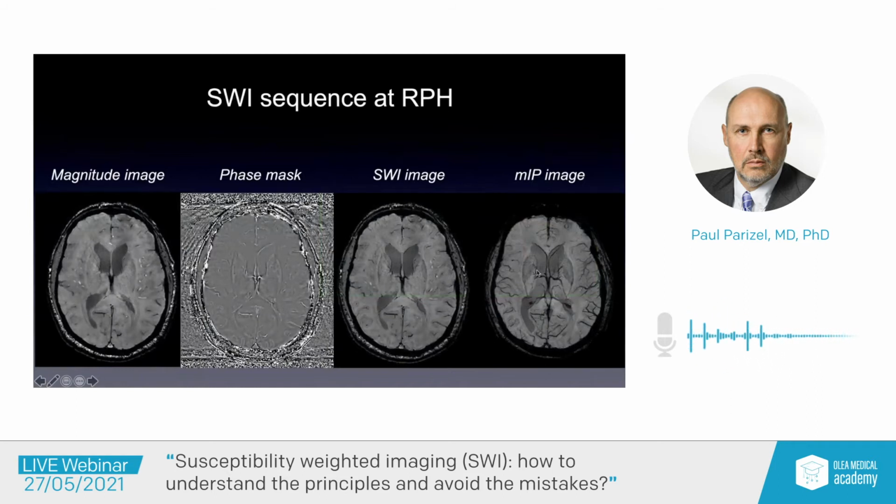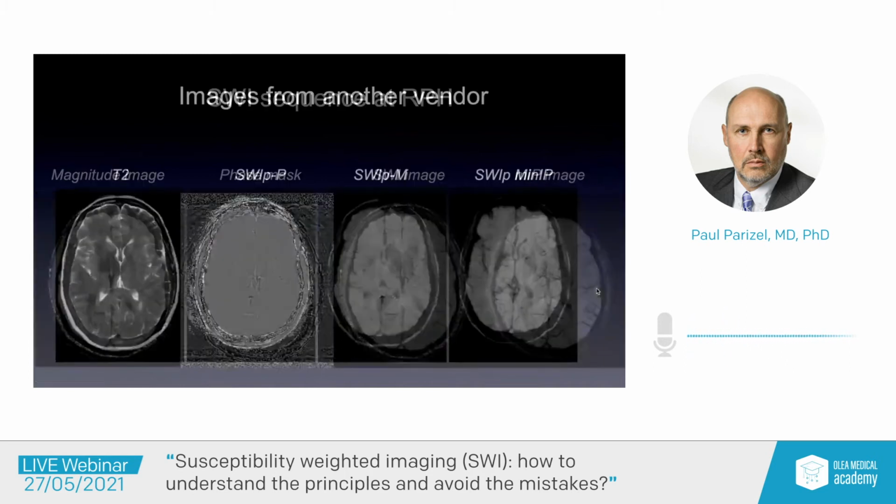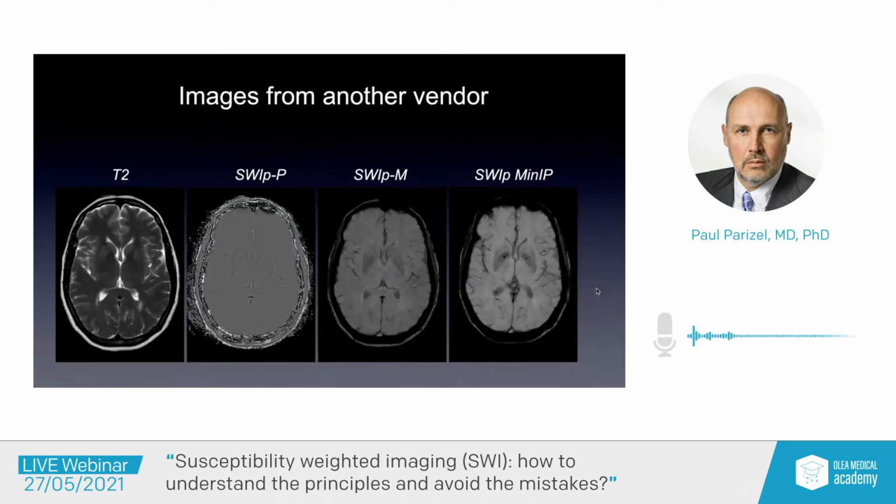And again, on the minimum intensity projection, you get this beautiful venogram of the deep venous system in the brain with the septal veins, the thalamostriate veins, the internal cerebral veins, the atrial veins, and also the veins overlying the cerebral hemispheres. Now, different vendors have different variants of susceptibility weighted imaging, which is a problem, because it is very hard, if not impossible, to compare this sequence from different vendors.